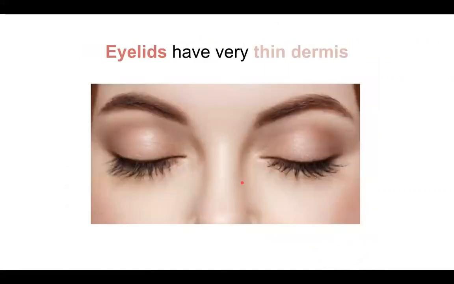The dermis is very thin in eyelids. Eyelids basically cover the eyes. The eyes are the most sensitive organ in the body. So they have to be protected by something which is very delicate. Therefore, the dermis over the eyes is extremely thin. So eyelids therefore have very thin dermis.